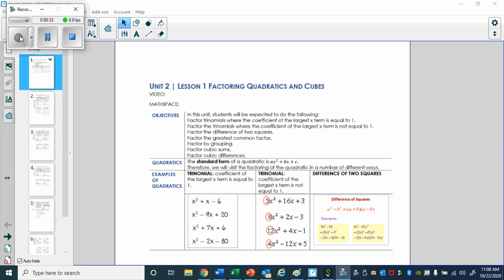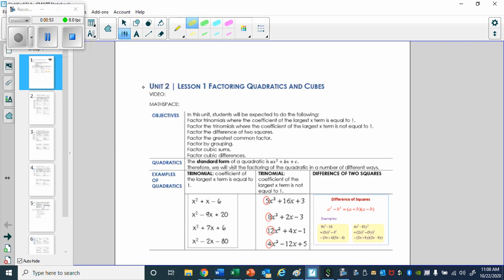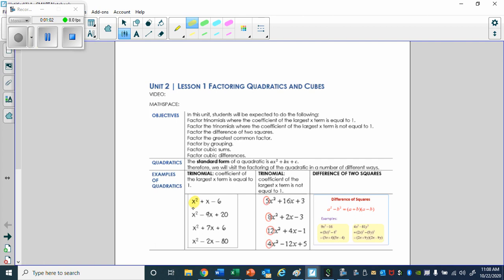Factor cubic differences. Quadratics. The standard form of a quadratic is ax squared plus bx plus c. Therefore, we will visit the factoring of the quadratic in a number of different ways. The first thing you need to do in order to factor quadratics is to recognize the type of quadratic that you're dealing with. If I'm dealing with a trinomial where the coefficient of the largest x term is equal to 1, first I find the largest x term.